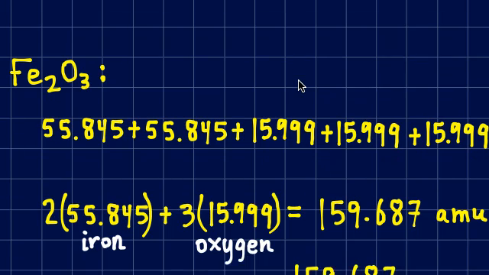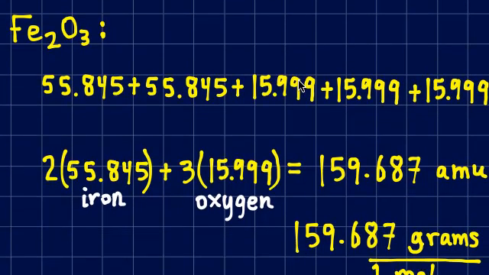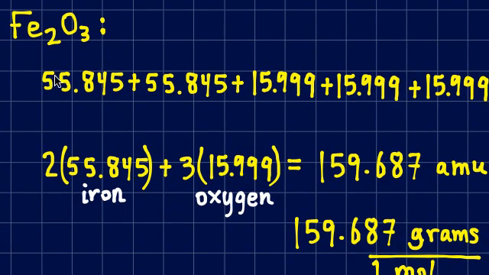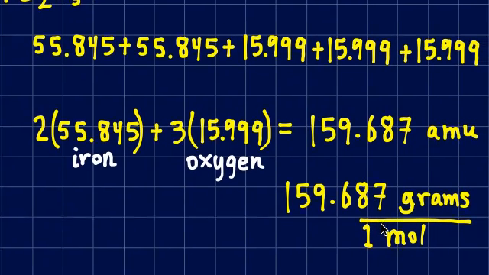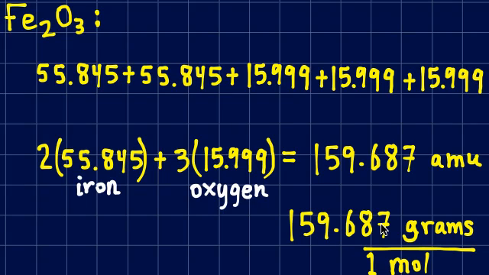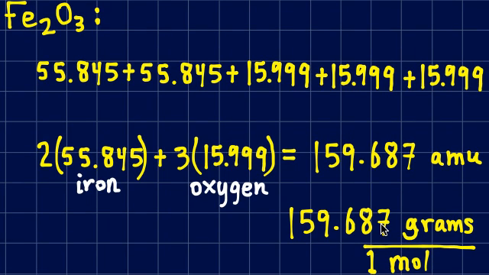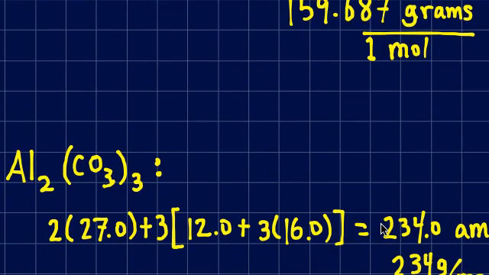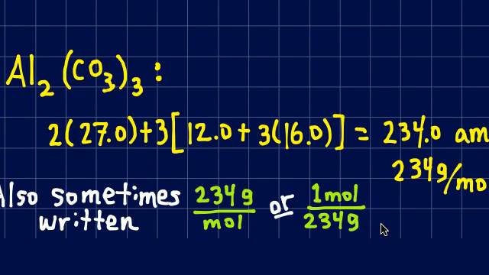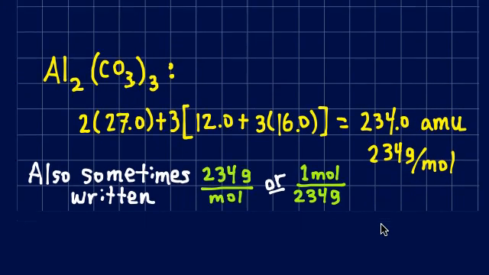Here's iron 3 oxide. Now I say 2 irons. Iron, iron, oxygen, oxygen, oxygen. Or do it this way, and you get 159, almost 160 atomic mass units. Or in other words, 159.687 grams for a mole. And that would, of course, take up different volumes than other compounds. Hopefully you see what I'm doing here. You see the pattern soon.